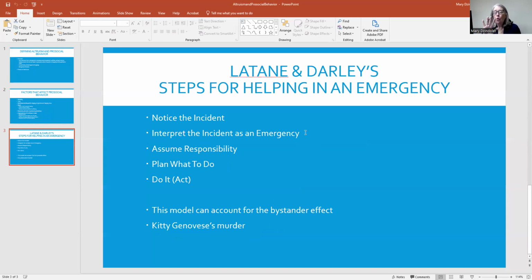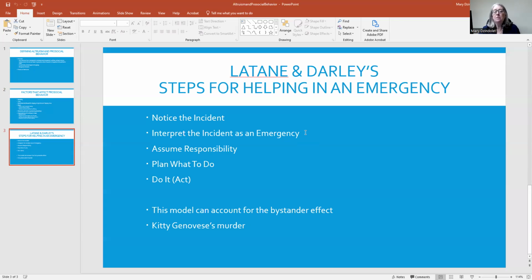And it says that in order for you to help in an emergency situation, you have to say yes to all 5 of these. And at any place in this decision chain, if you say no, then you're not going to help. Notice the incident, interpret it as an emergency, assume responsibility, plan what to do, and then do it. You're like, well, duh, Mary, really? We needed researchers to study this? This is like common sense. It's only common sense because they've come up with it.